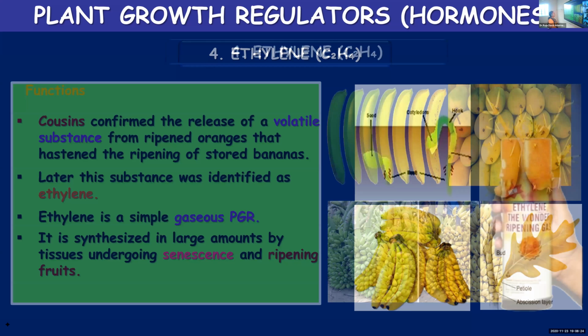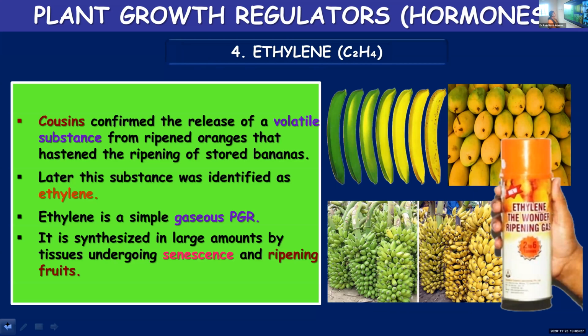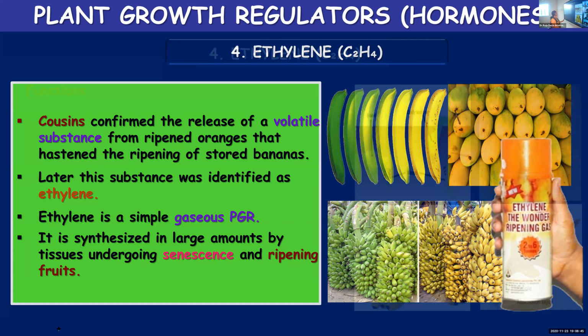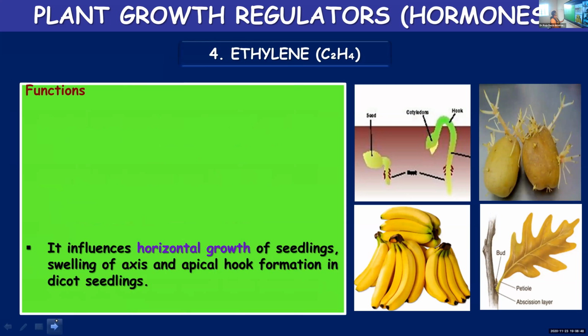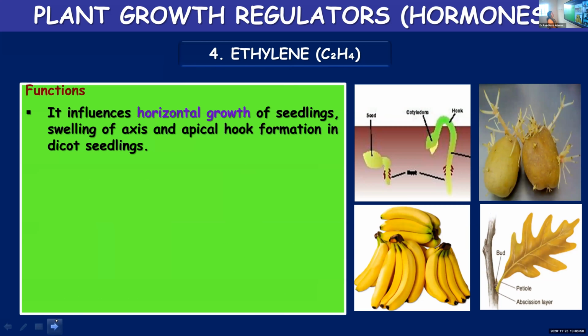It is synthesized in large amounts by the tissues which are undergoing senescence and ripening fruits. So those tissues which are undergoing the aging process, and ripening fruits, produce this particular plant hormone in large amounts. It promotes horizontal growth of seedlings, swelling of the axis, and apical hook formation in dicot seedlings.